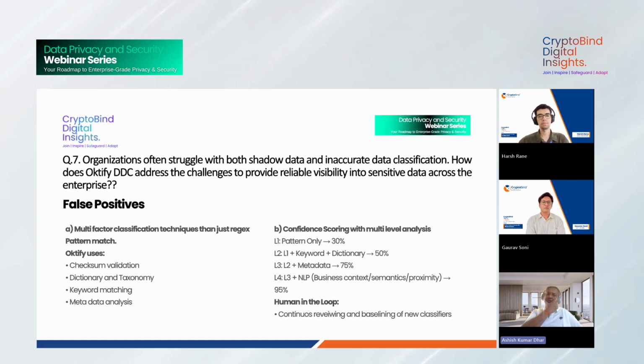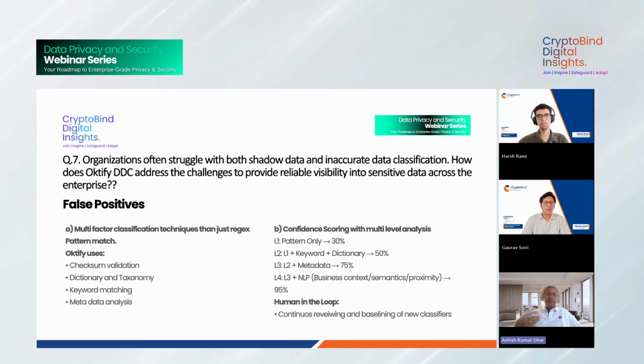And then we also use different kinds of ML techniques, with respect to context-based analysis, proximity-based analysis, and domain-based analysis. So what we actually end up doing is building a confidence score based on different levels of iterations of our data classification. The plain and vanilla approach is obviously pattern match, which hardly gives us more than 30% confidence.